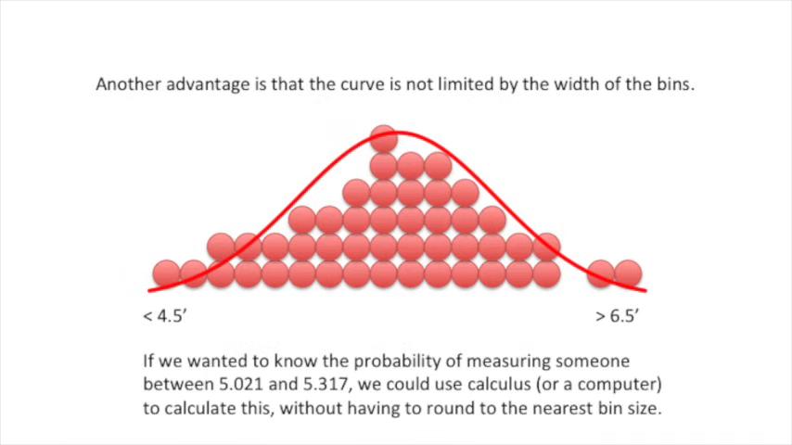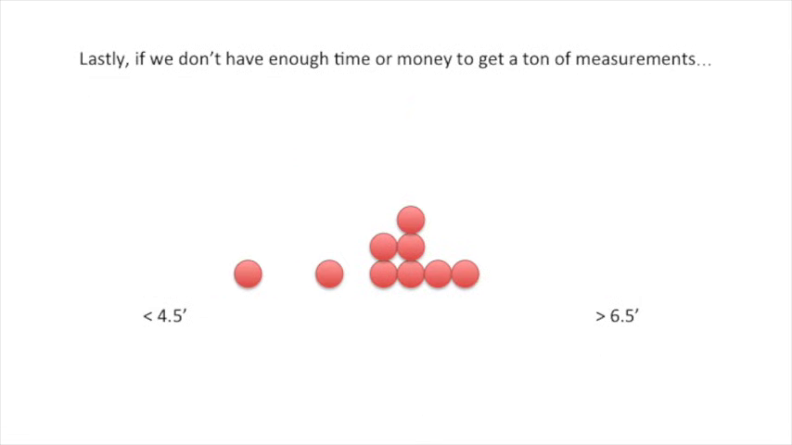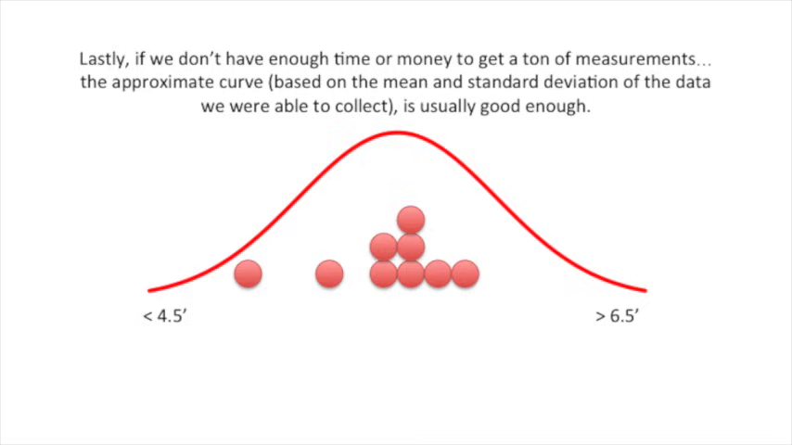If we wanted to know the probability of measuring someone between 5.021 and 5.317, we could use calculus or a computer to calculate this without having to round to the nearest bin size. Lastly, if we don't have enough time or money to get a ton of measurements, the approximate curve, based on the mean and standard deviation of the data that we were able to collect, is usually good enough. Thus, using the curve can save us a lot of time and money.